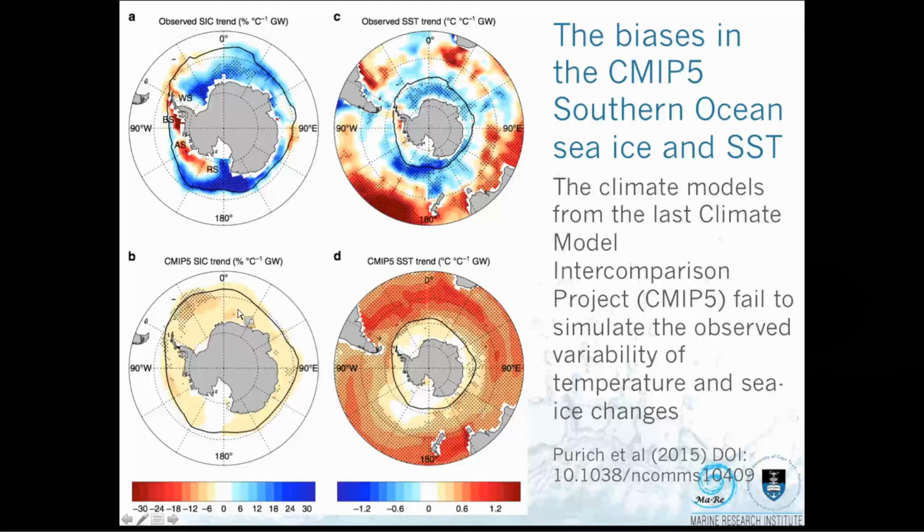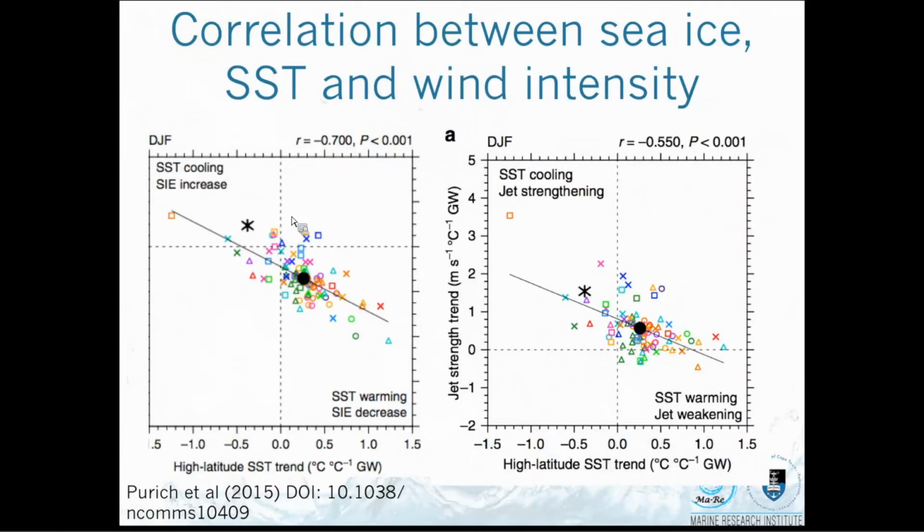How is this possible? How do we explain that? This paper went further by correlating sea ice, sea surface temperature, and wind intensity. And this relationship is particularly evident in summer. So by taking December, January, and February, the asterisks here are the data, and this is the ensemble mean of all the simulations. 87 simulations have been analyzed here.